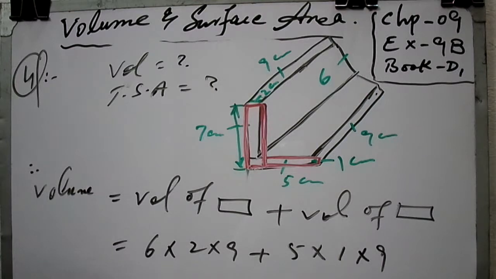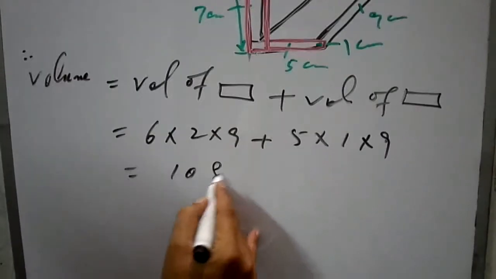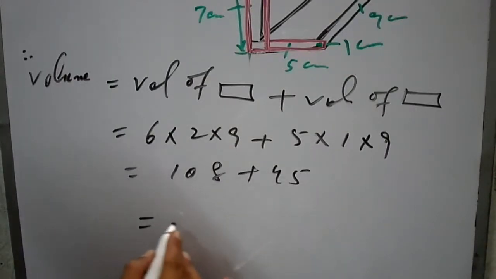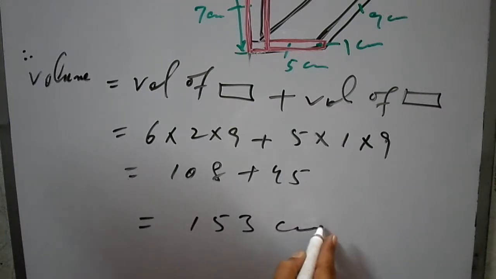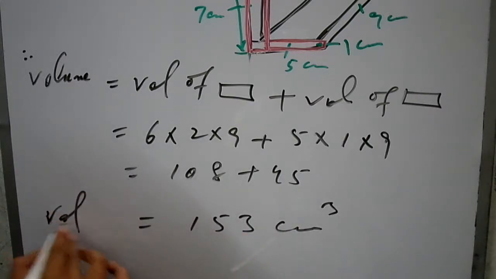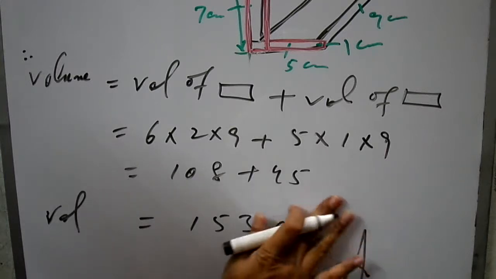So we can, after simplification, you will get 108 plus 45, so 153 centimeter cube is your volume. So that is your result.